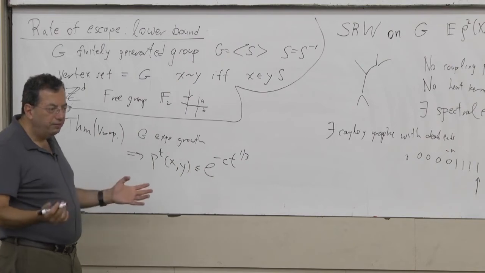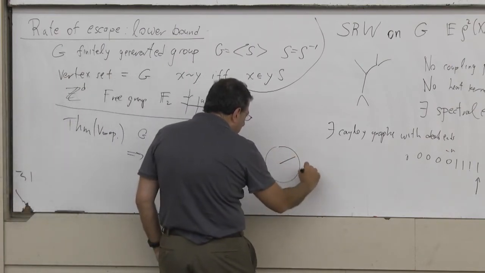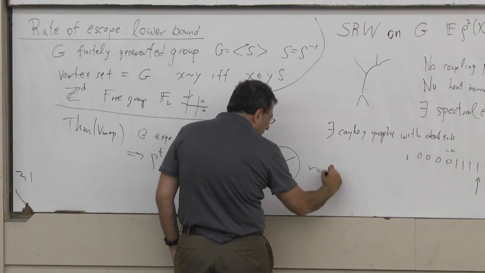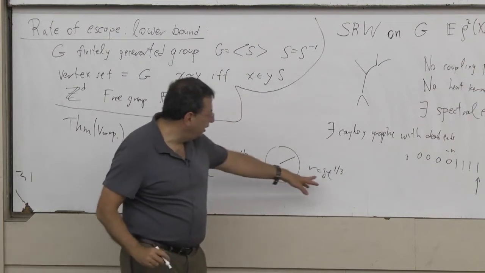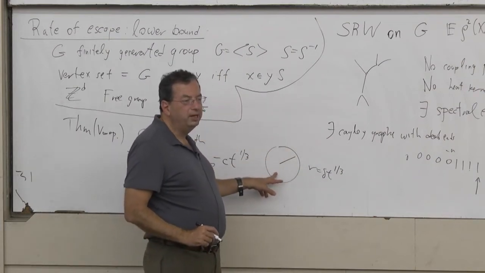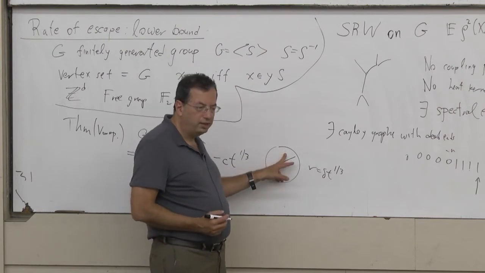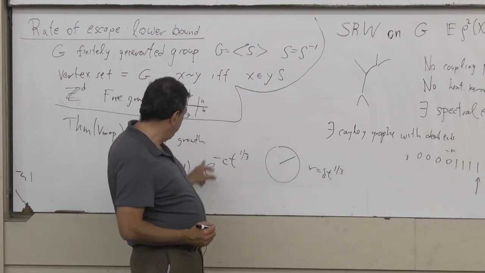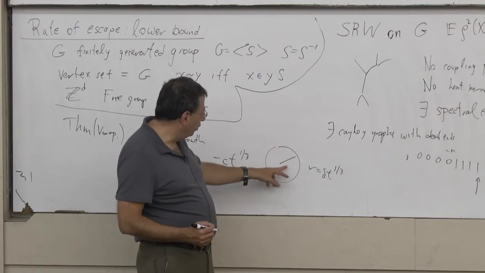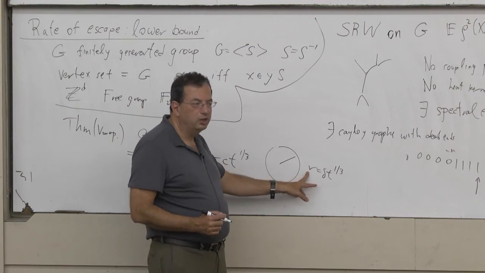Okay. Now, if I want to use that, I can take a ball of radius r, which is a small constant delta t to the 1/3. By choosing my delta small, I can ensure that the probability I'm in this ball is small, right? Because any individual point has chance e to the minus this chance. The number of points in this ball is only growing like e to the constant r.